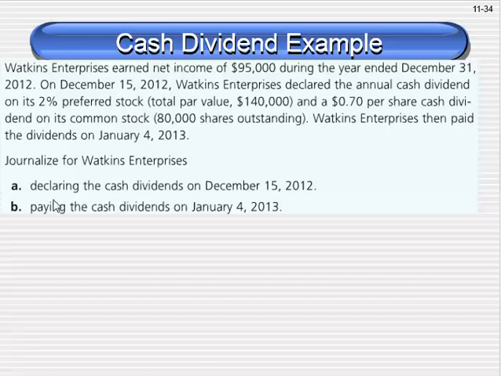So the first thing it asks us to do is journalize the entry for declaring the cash dividends on December 15th. So let's go ahead and start doing some calculating here. We need to first figure out how much we need to take out of our retained earnings. So let's focus first on this preferred stock.